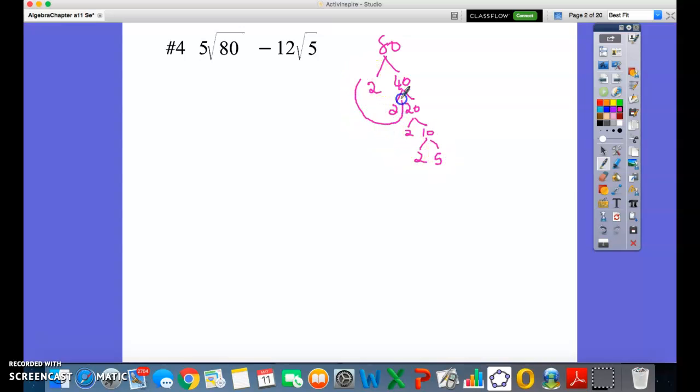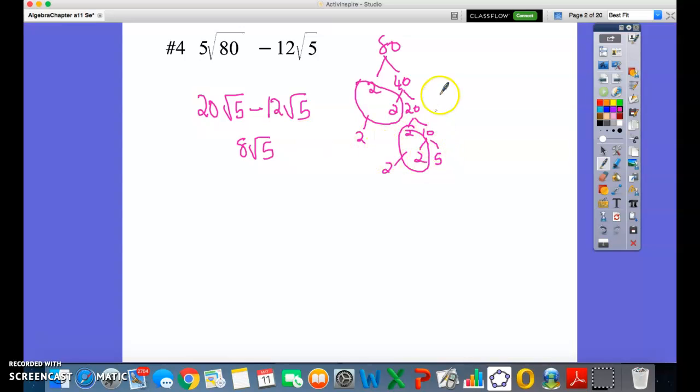So you have a pair here, you have a pair here. So you can pull out 2 from here, you can pull out 2 from here. That means 5 times 2, 10, 10 times 2, 20, 20 times square root of 5 minus 12 square root of 5. So which is 8 square root of 5. So that's one method.